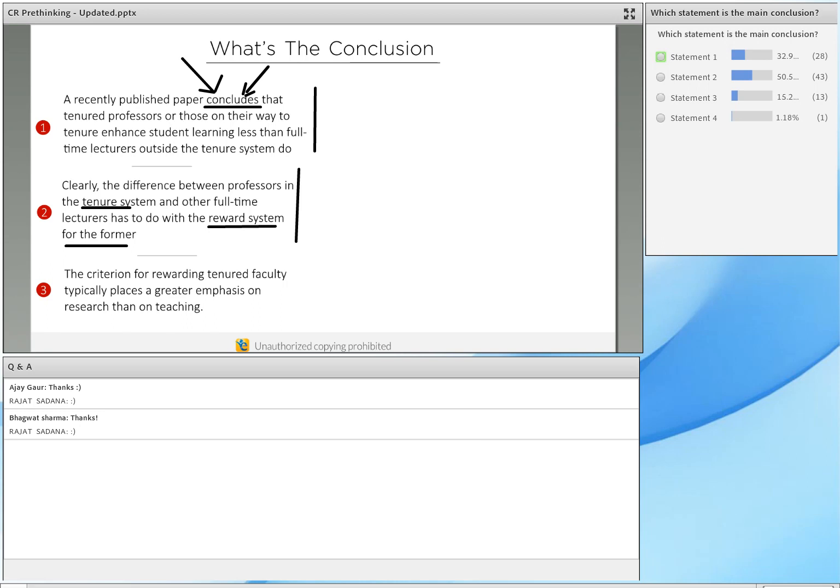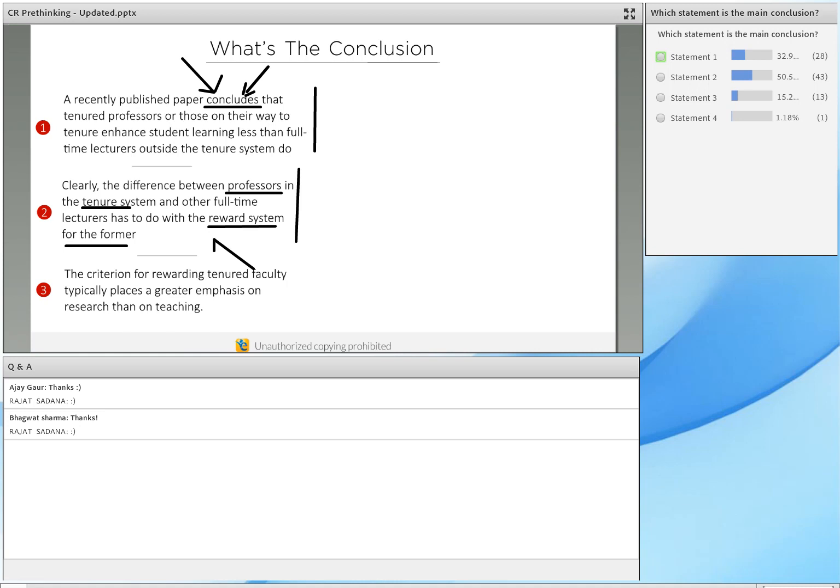What the author is saying is, I agree that actually our full-time lecturers enhance student learning more than professors on their way to tenure do. Saying I agree with the findings of the paper, but while making his conclusion, what the author is saying is that that delta, that difference, is caused by the reward system for the former. Who is the former? Former is professors over here, because you're talking about former and latter. Former is professors, the latter is full-time lecturers.